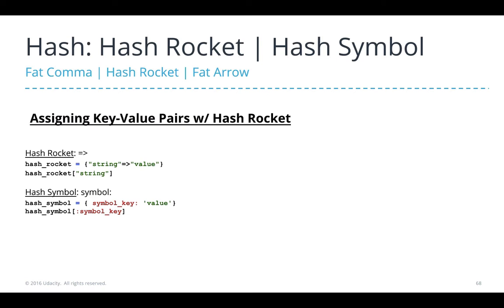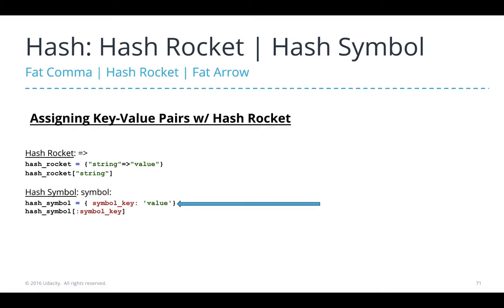A bit more terminology. We have the fat comma, the hash rocket, or the fat arrow. I ordinarily call this the hash rocket. Here we have a variable hash rocket, which is equal to open curly braces, a key of string as a string, pointing to a value using the hash rocket syntax. To access this value, we simply call on hash rocket. Within the hard brackets, we place that key and we have the value returned to us.